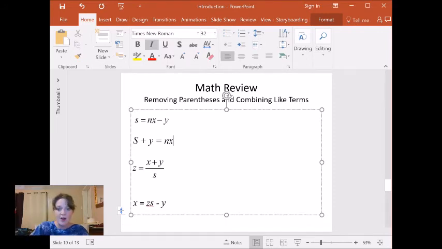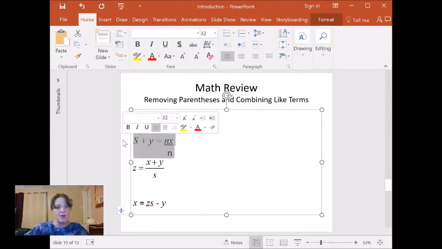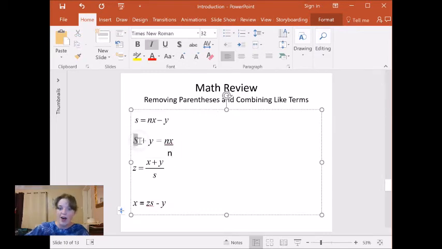Well, I want x all by itself because I'm trying to solve for x. And so the way to get x by itself here, because I'm multiplying x by n, I can divide. I can divide this by n, and then n will cancel out n, and I'll have x left over. But what do I have to do then? I also have to divide s plus y by n. And so then the final answer is x equals s plus y over n.